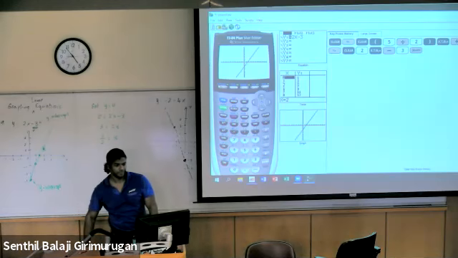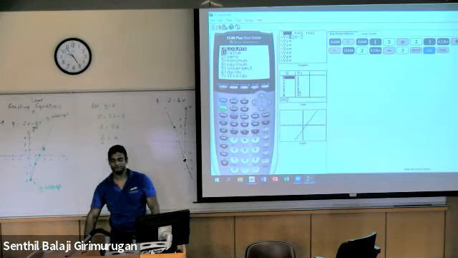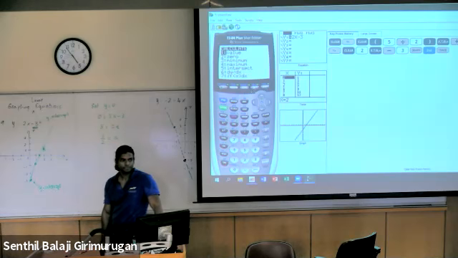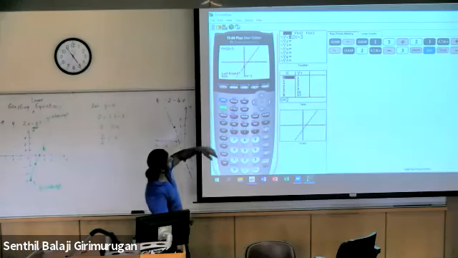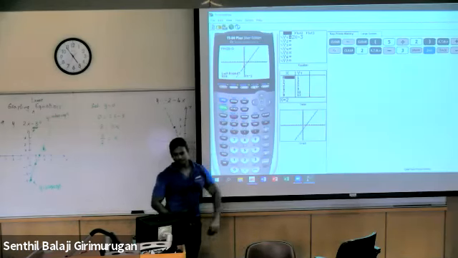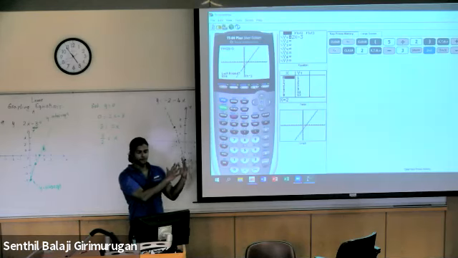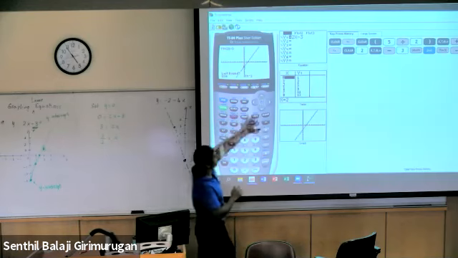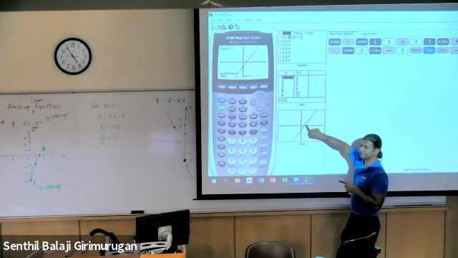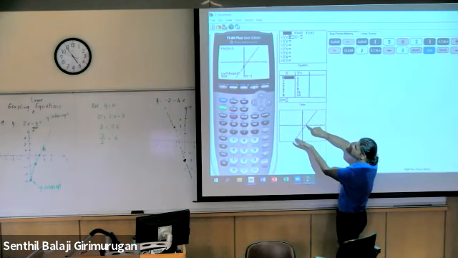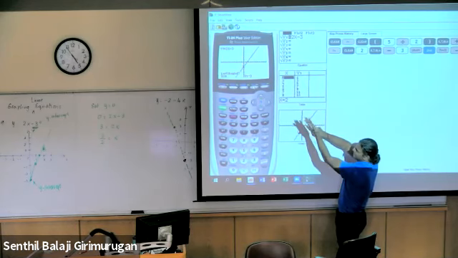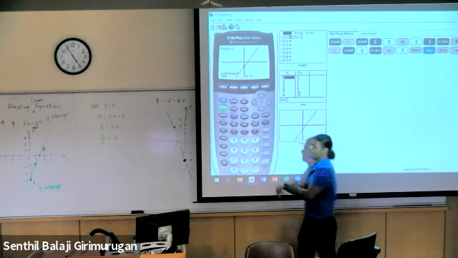So press second trace. Option number 2, it says 0. Enter. And you would see a blinking cursor right over there. So it is asking you for the left bound. So you can see the 0 there. It's right over here. The left bound is some value below the 0. The calculator picked one and did it for you. So I'm going to hit enter.